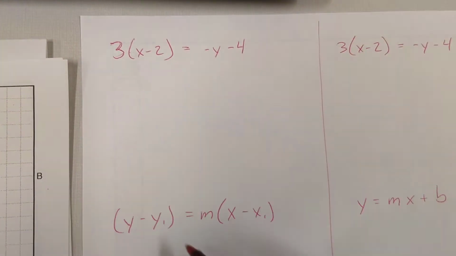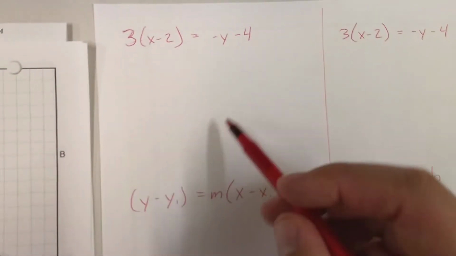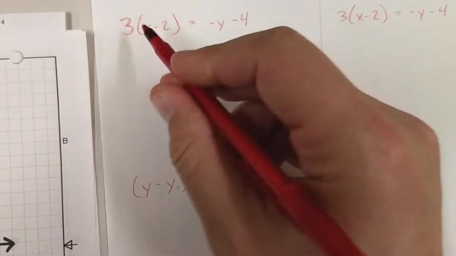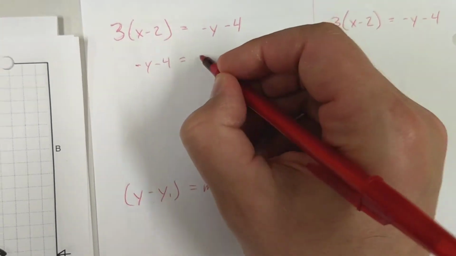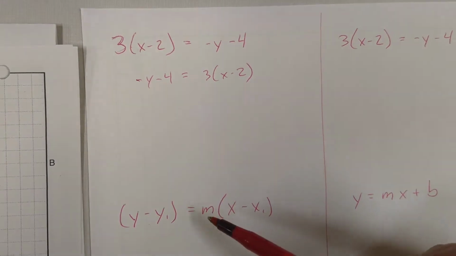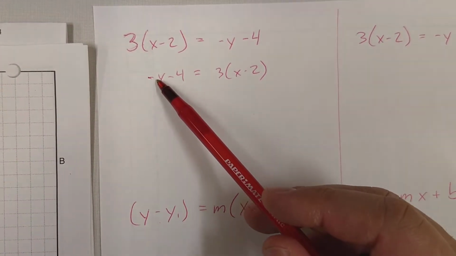If I was going to do it this way, where I'm trying to get down to point-slope form, you'll notice the y's need to be on the left, the x's need to be on the right. So the first thing I'd probably do is just switch those two around. Negative y minus 4 over here equals 3 times x minus 2 on that side. We're already pretty close to this format where you've got a y minus something, except the problem is we've got a negative y.